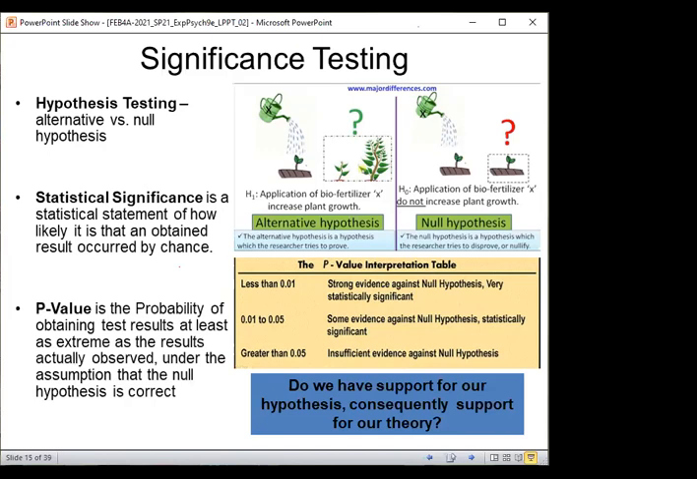But we have to present our research and conduct our experiment in such a way that it can be proven wrong, and that's what the null hypothesis represents. The null hypothesis is a hypothesis which the researcher tries to disprove, but it's there and it has an equal chance of being selected if the data falls out a certain way. The alternative hypothesis, the application of biofertilizer X increases plant growth. The alternative hypothesis is a hypothesis which the researcher tries to prove.